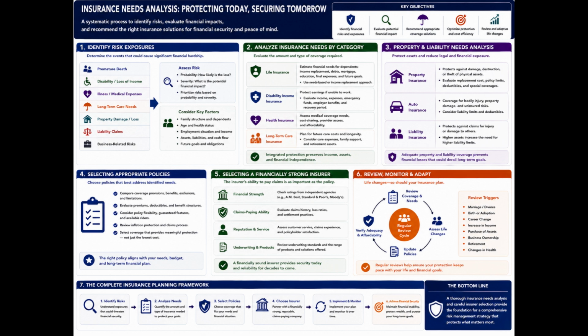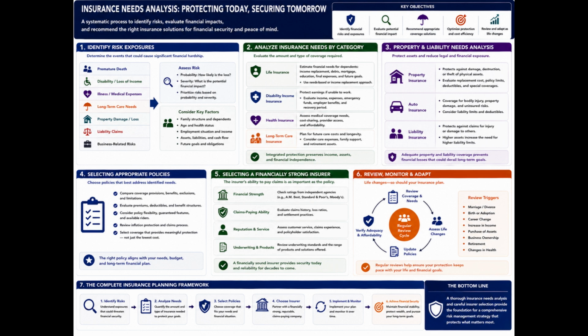Needs-based analysis considers specific financial obligations and future expenditures, while income replacement methods estimate the capital required to generate ongoing income. Because family circumstances change over time, life insurance needs should be reviewed periodically. Proper coverage helps ensure that survivors can maintain financial stability and continue pursuing important goals.